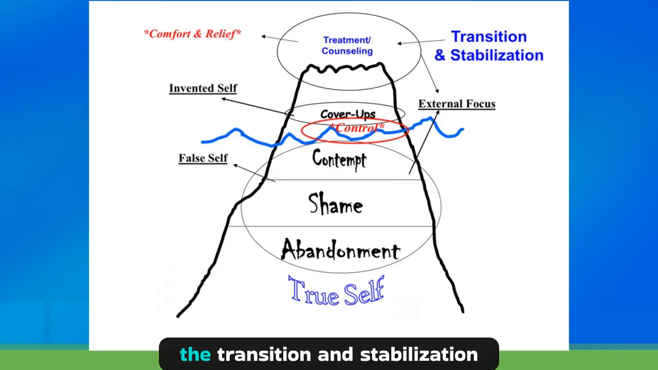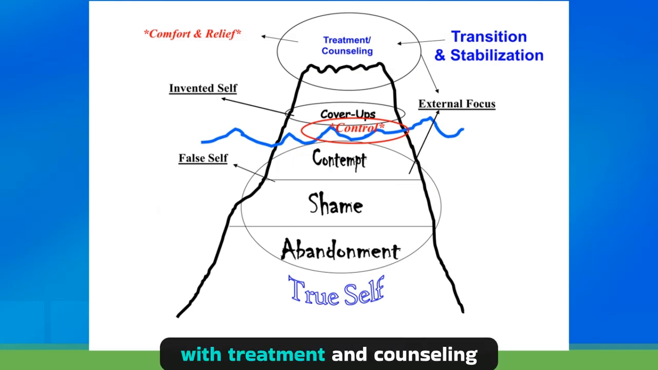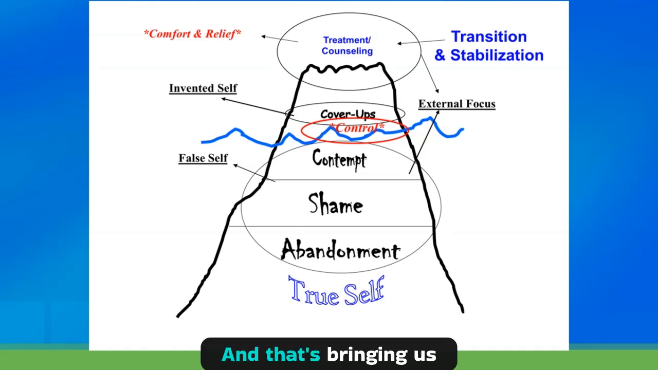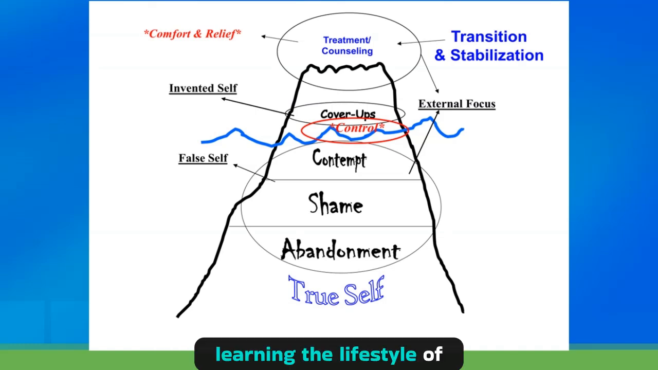And this is how the transition and stabilization phase will look on the iceberg. If you see at the top of the iceberg, right up here at the tip, we've given up the addictive behavior and replaced it with treatment and counseling. And that's bringing us some comfort and relief. And we're still externally focused on learning treatment and counseling techniques and community support groups and various 12-step groups, and learning the lifestyle of recovery. So that still keeps us externally focused, and we still have all this dysfunction and all this accumulated pain to deal with on the inside yet.